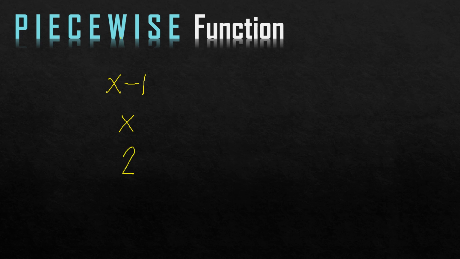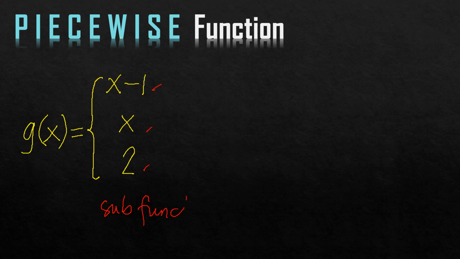What if these three functions are combined or placed in a single function? So they are all together and you have to name it as a single function. Let's say that is function g. So we have g of x is equal to these 3. Now these 3 are considered to be the sub-functions, meaning to say these are parts of a single function g.